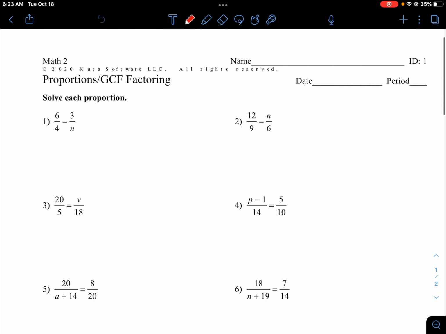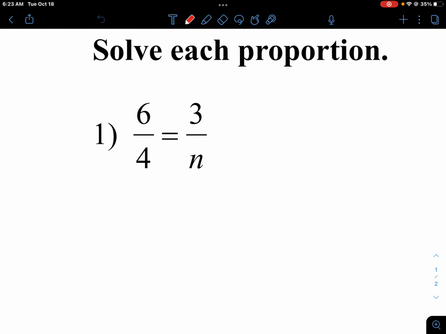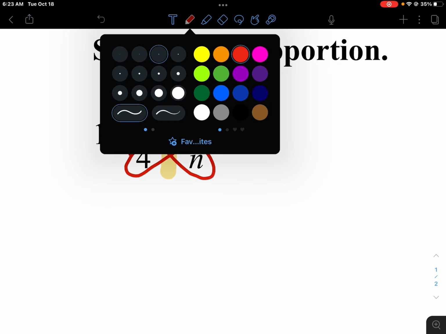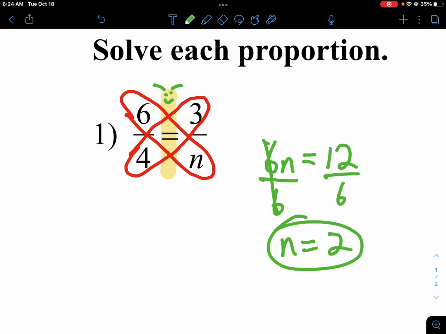And then the last link is proportions in GCF. We've done this before. All right, it's just cross multiplying, making your butterfly. Yes, I am making a butterfly. Okay? So when you multiply, right? So 6 times n is 6n. 4 times 3 is 12. And then you divide by whatever's with the variable. So 6. And you get 2.